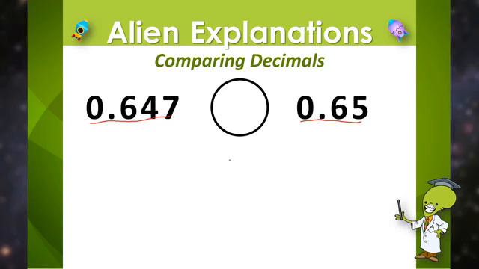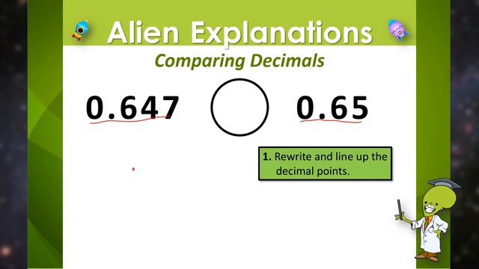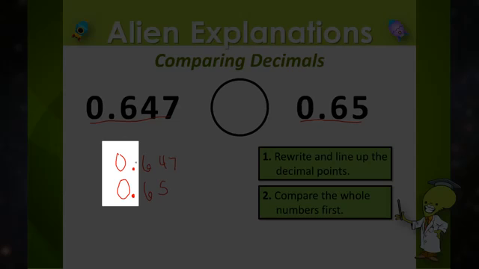So to compare the decimal numbers it is important that we compare the digits in each of the place value spots. So to do that let's follow these three simple steps. So first let's rewrite the numbers and line up each of the decimal points. Now the next thing we're going to do is compare the whole number spots. So just look in front of the decimal.